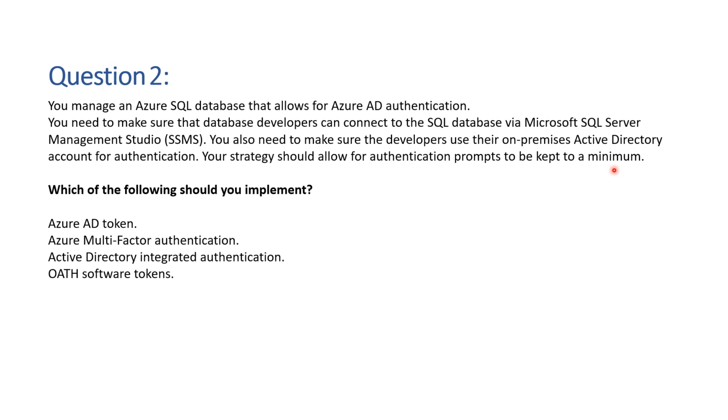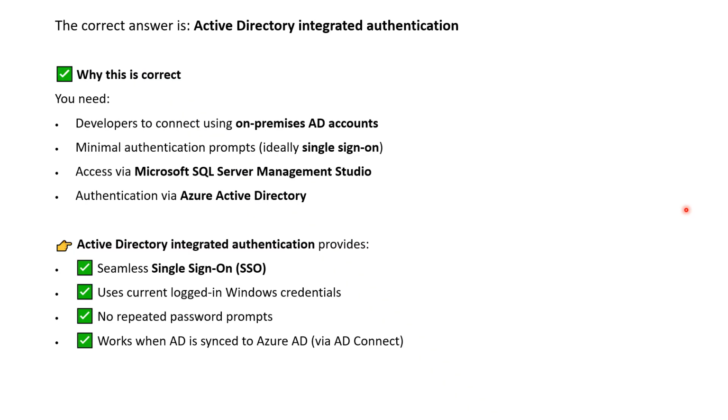So which of the following steps do you need to do in these four options that we need to check? Which one should be the correct one, which will keep the authentication prompt to a minimum? Let us see. The correct answer is Active Directory integration authentication.